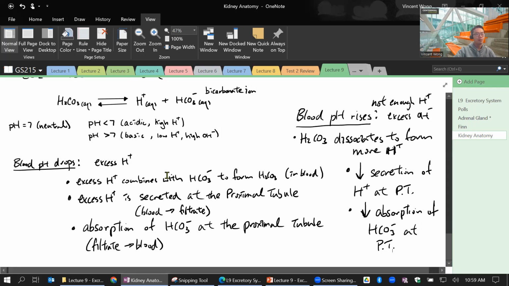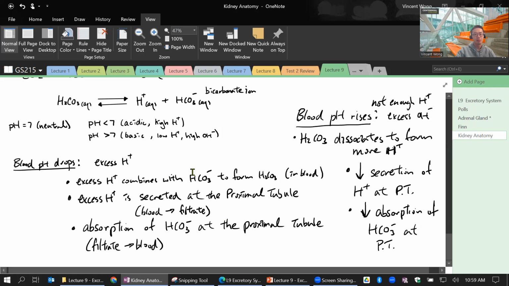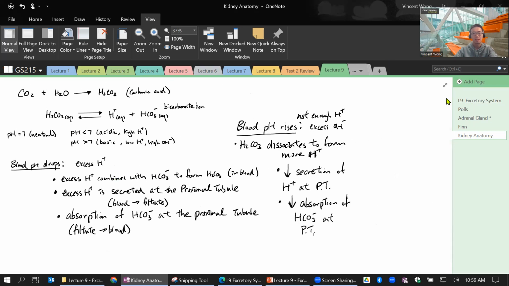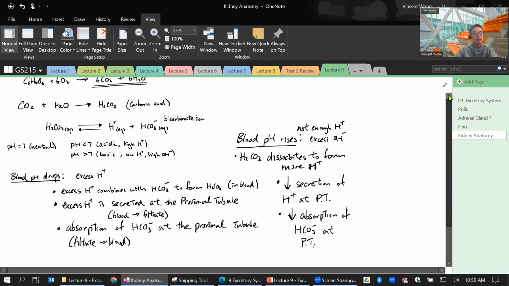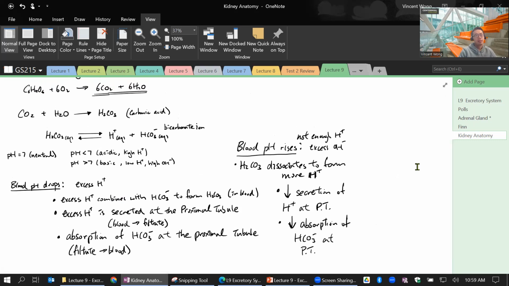Is that zoomed out enough? Sashana, do you need me to zoom out, like that, you mean? Okay. Sorry, I can't fit everything on the same page.